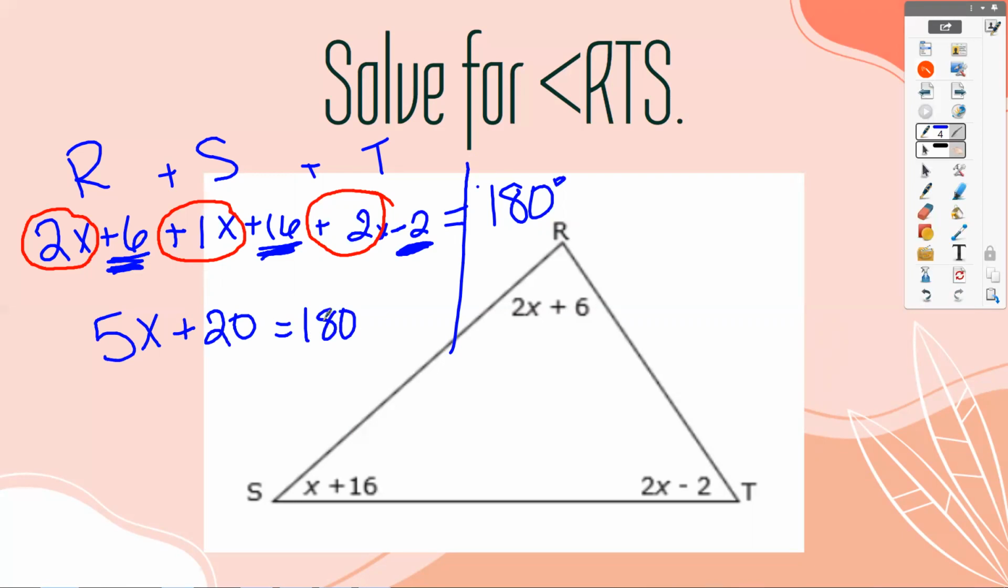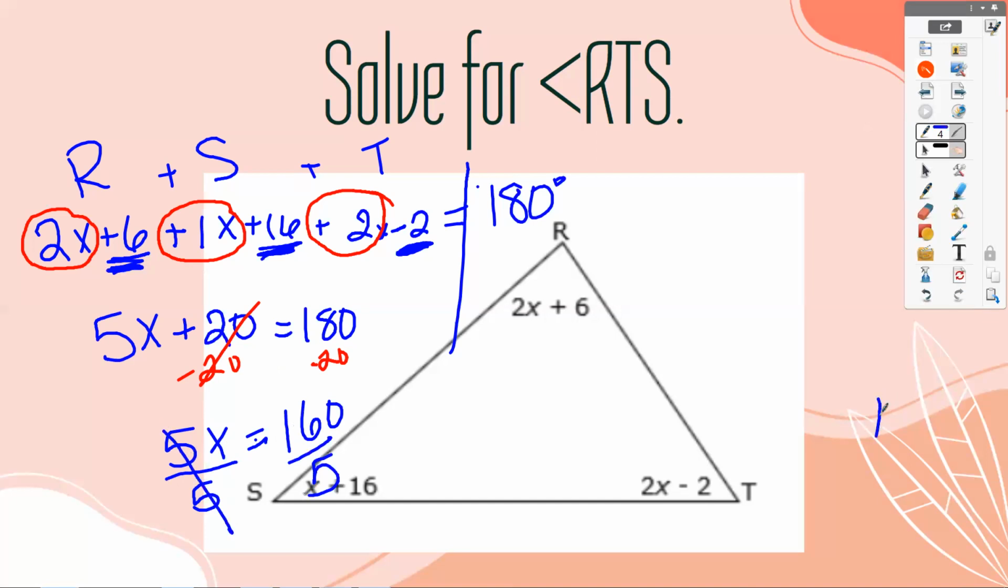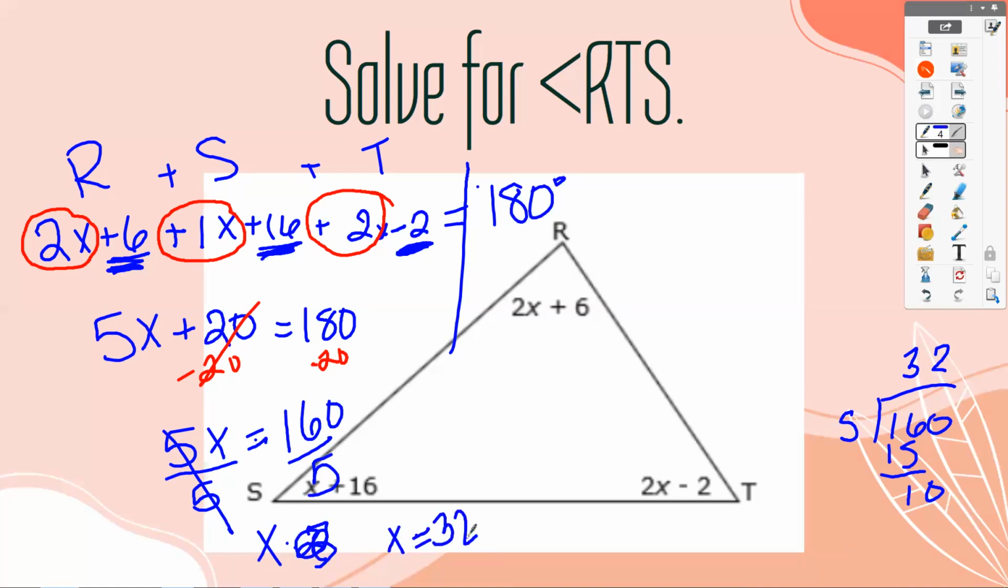Now this is a lot more manageable in order to solve. So just like you would do any equation, minus 20 on both sides. And that would give me 5x equals 160. And then I would divide by 5. And I don't have my calculator on me, so I'm gonna have to do long division. 5 goes into 16 three times, then 2. So I get x equals, oh my goodness, x equals 32.